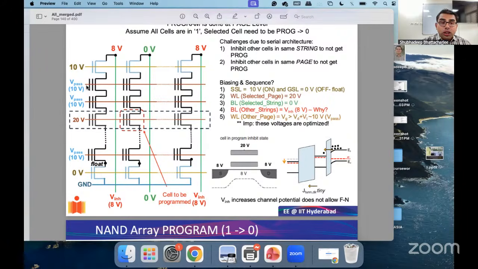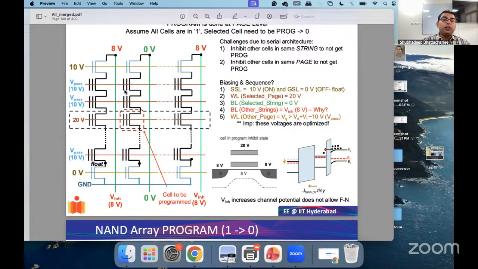Why? Because during program, you want all the action to happen across the gate stack, not through the source and drain. You don't want any current to flow through the source and drain. All the program or erase you want to have only in this particular direction, from the control gate to the channel. This is where you want all the potential to drop.